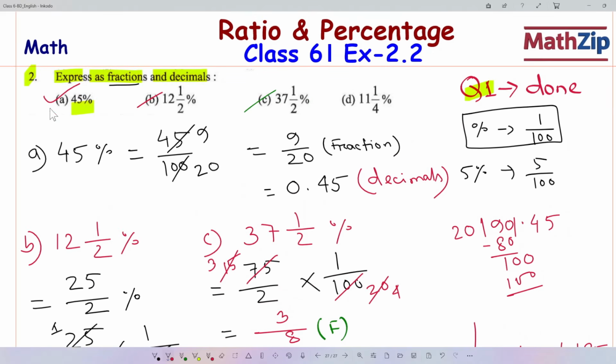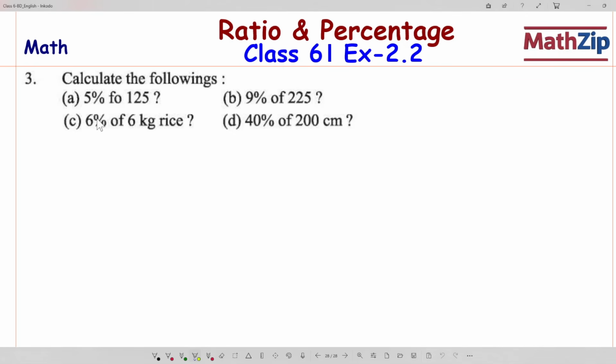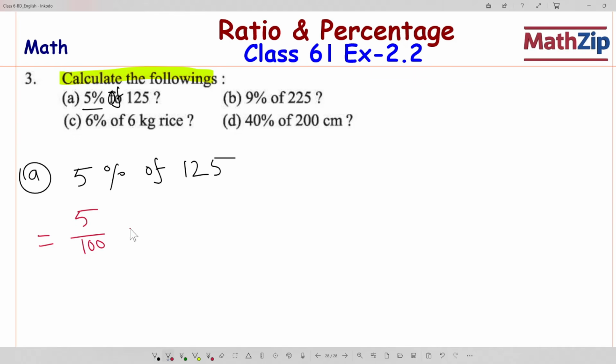So number 2 is done. Number 3 is very important, and usually we will face these kinds of math questions in the examination hall. Calculate the following. Number A, 5% of 125. Against 5% we can write 5 by 100, and then of 125. We also know that 'of' usually works as a multiplication.